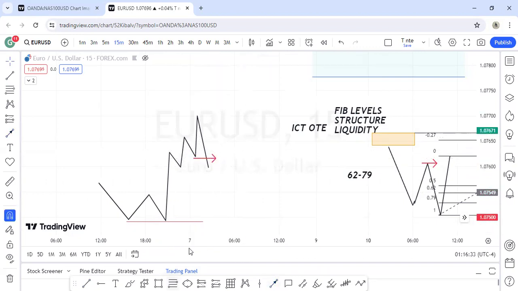So now what do we do? Right, we have, number one, structure is bearish. Okay, we have liquidity here. Okay, next thing is what? The fib levels. So that's how you do it.